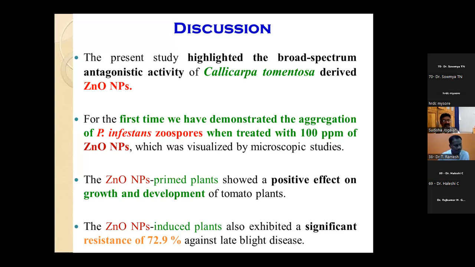Phytophthora infection is the one which created a history, that is late blight of potato, the Irish famine story. Nowadays, this same pathogen is also causing major issues on tomato and other crops. And we have observed the aggregation of the Phytophthora infections, particularly the spores, when we treat with zinc oxide nanoparticles at 100 ppm.